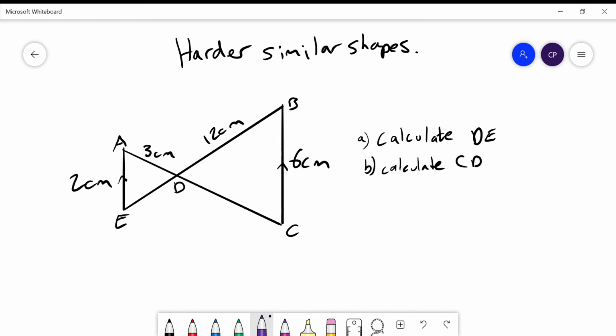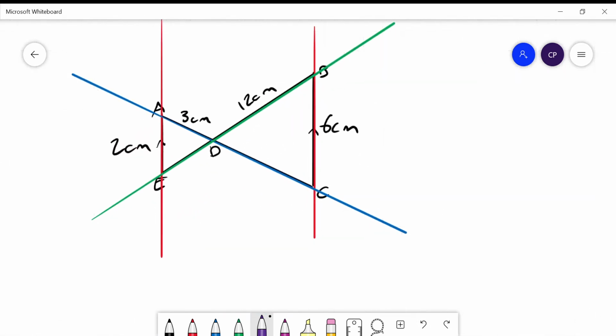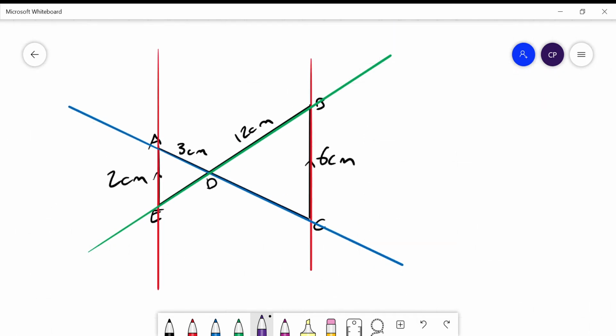But before we do that, we want to know which angles are going to be the same and therefore which way round to draw them. So if I take you down here, what we have is the same diagram as above but with extra lines. So the red lines are the parallel lines, and we're going to see which angles would be the same.